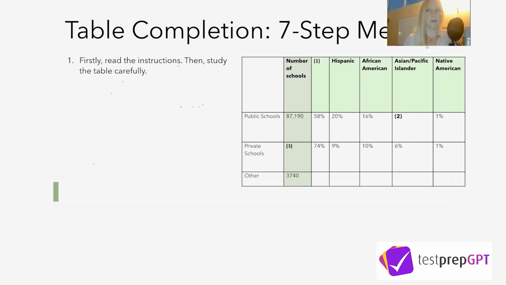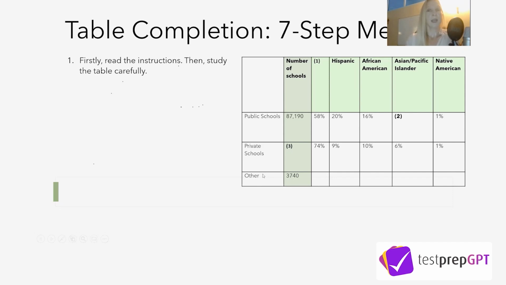All right, we've read the instructions already. Let's read the table. We see in the table that there are categories on the top: Hispanic, African American, Asian Pacific Islander, Native American. They look like groups of people or groups of ethnicities. And then we see the types of schools on the left: public schools, private schools, other.